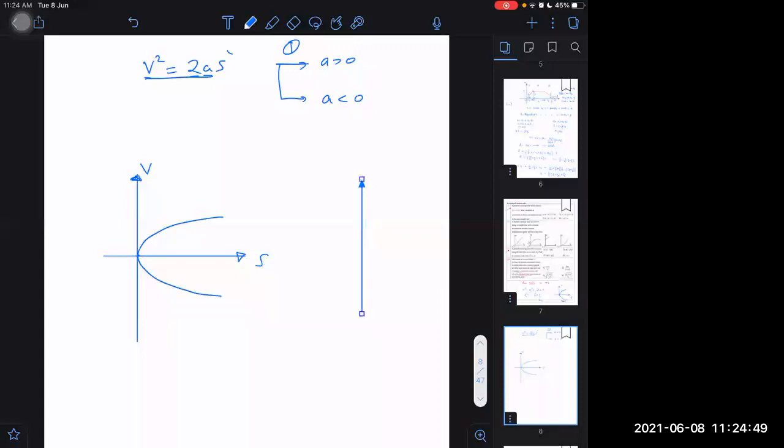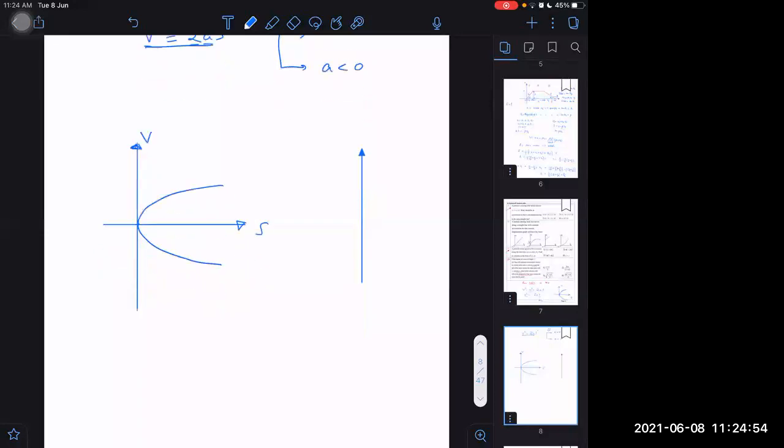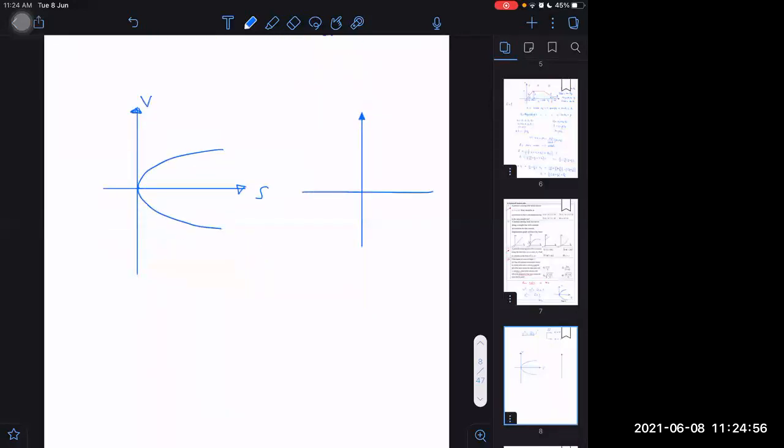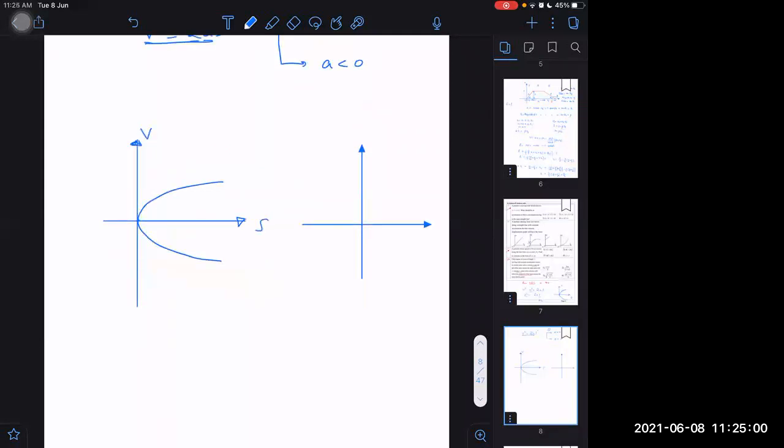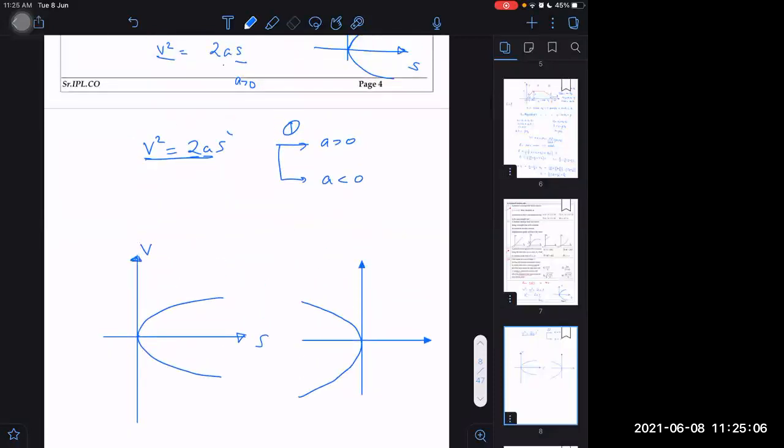The second one will be almost similar, but with a slight difference. Sir, but the displacement will go to the third quadrant, sir. Wait a second. Sir, in the question it is given constant acceleration, sir. I have also taken constant acceleration. Why take a greater than 0 or a less than 0, sir?